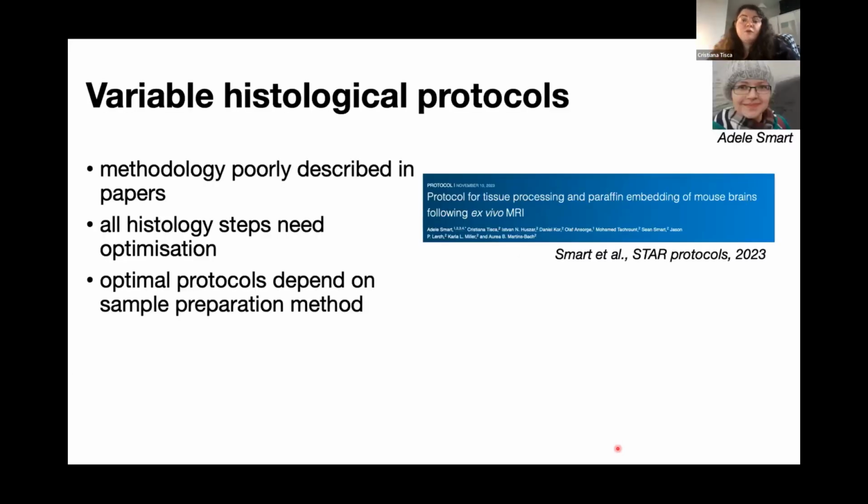Firstly, one of the main challenges that we face is the fact that we have variable histological protocols, and the fact that histological methodology is very poorly described, particularly in MRI histology papers. And one particular issue that we faced is that we've had to adapt standard processing and embedding protocols to work well with samples that were prepared for ex vivo MRI. And because we realize that this is a challenge that multiple labs will face, we've recently published our optimized tissue processing and paraffin embedding protocol that works well for mouse brain samples prepared for ex vivo MRI. And here are a few things that we've had to tackle.